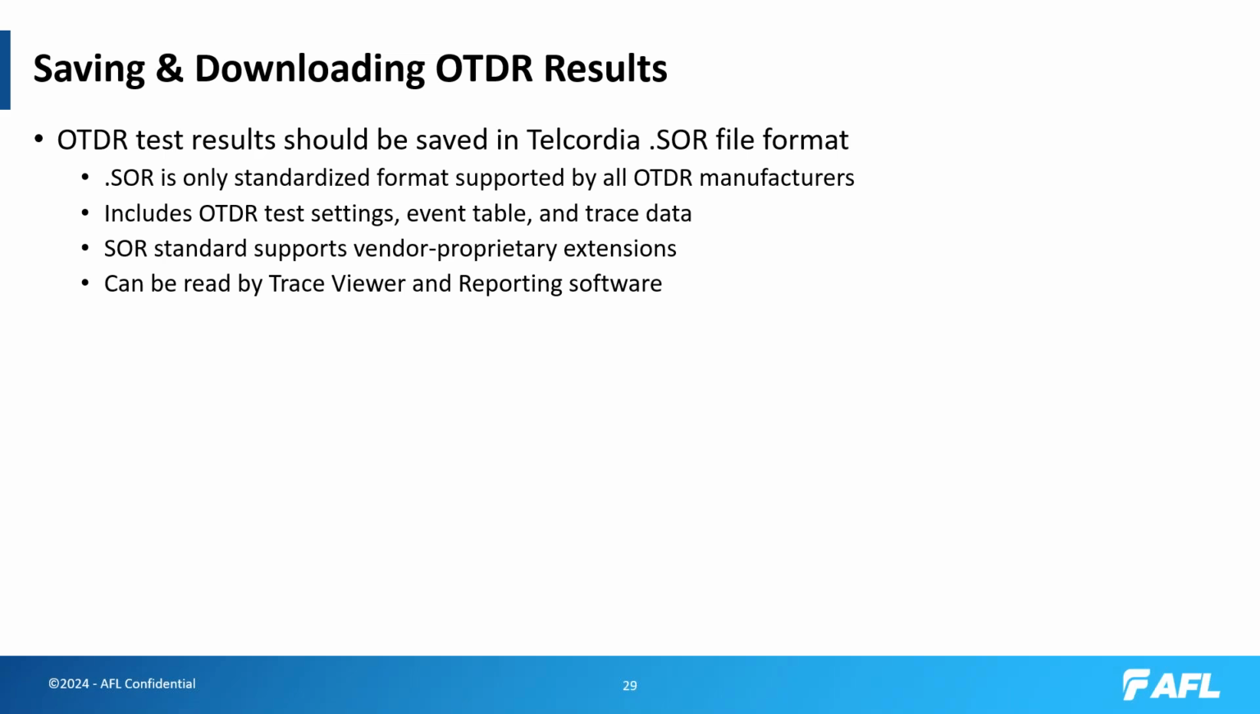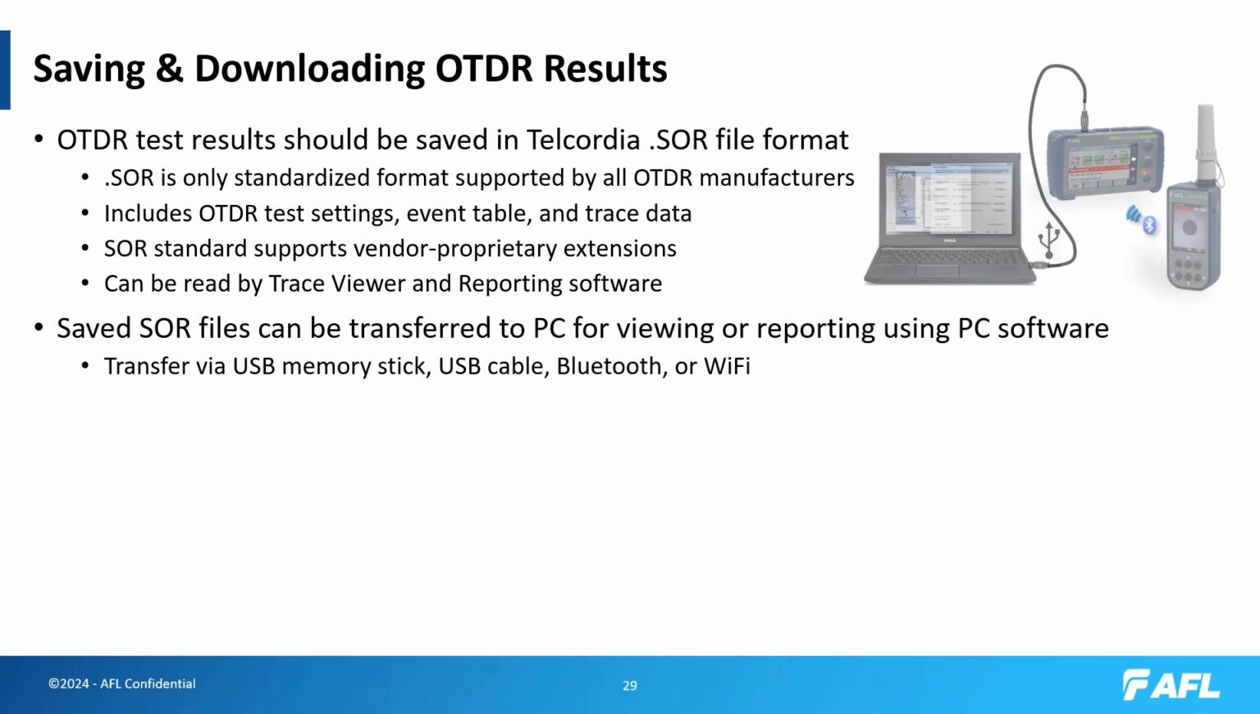SOR files can be read by trace viewers and reporting software. We, of course, offer trace viewer and reporting software, but there are other viewers and reporting tools available. Saved SOR files can be transferred to the PC in a variety of ways. You could save them off to a USB memory stick and then plug that into your PC. You could download them via USB cable. You could transfer them via Bluetooth or via Wi-Fi.